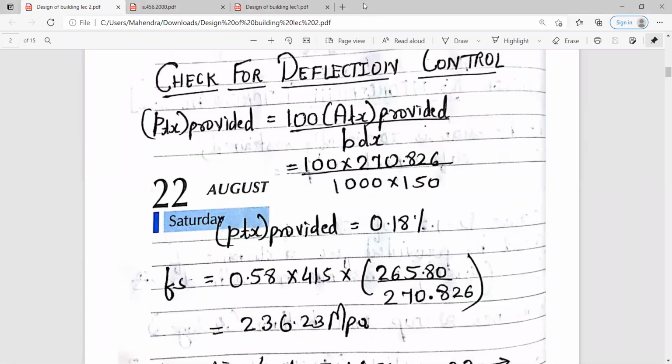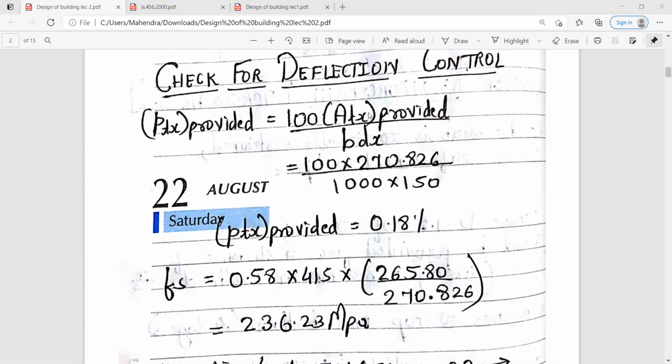So for calculation of Fs, Ma'am, your voice is breaking. Now am I audible? Now my voice is clear? No, ma'am, still not audible. Now it's clear? Yes, ma'am, now clear.